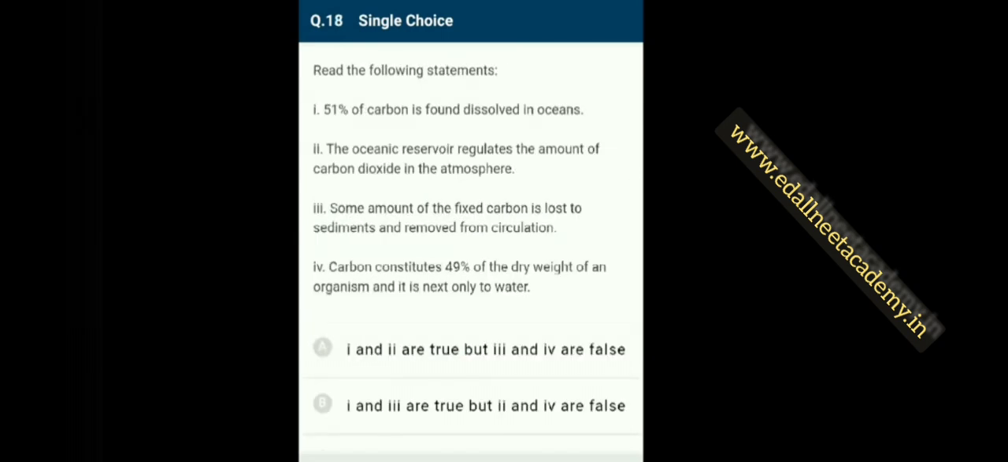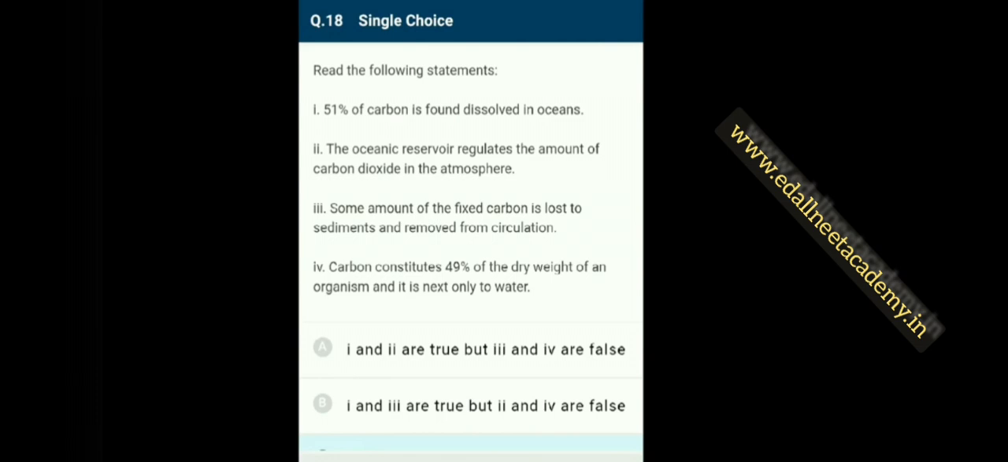Question number 18. Read the following statements. Here four statements are given. Statement 1: 51% of carbon is found dissolved in oceans. That is wrongly given, so statement 1 is wrong. Statement 2: The oceanic reservoir regulates the amount of carbon dioxide in the atmosphere. Statement 2 is correct.